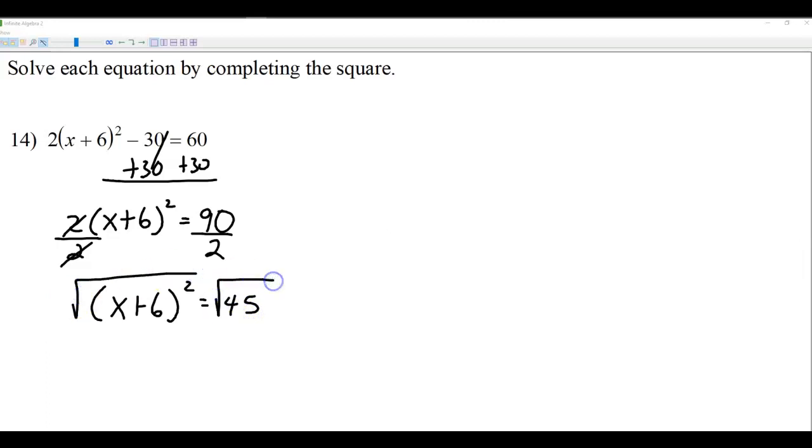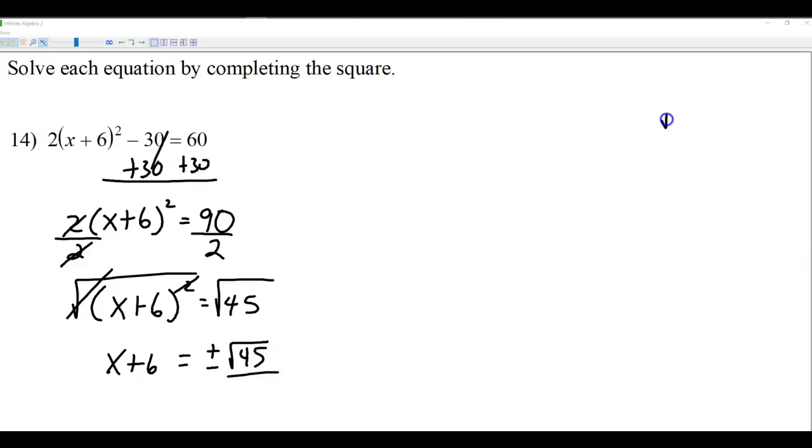And when you take a square root, you're going to cancel on this side, leaving you just the x plus 6. And on the other side, we get a plus and a minus square root of 45. Now we need to simplify that square root of 45.